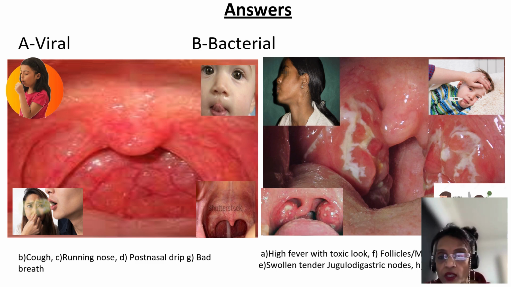Why am I stressing upon this? Because in viral etiology, you don't need to treat the patient with antibiotics, while in bacterial etiology, you need to identify it and treat with appropriate antibiotics so that it doesn't result in complications like acute rheumatic fever and glomerulonephritis.